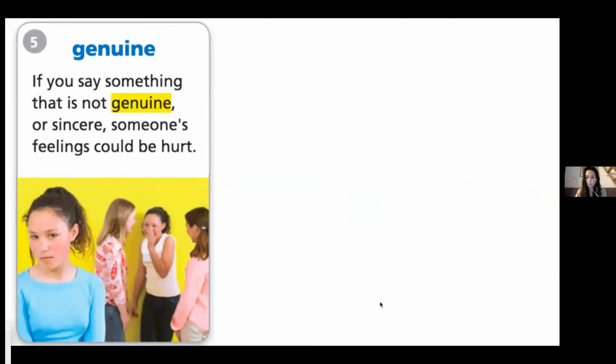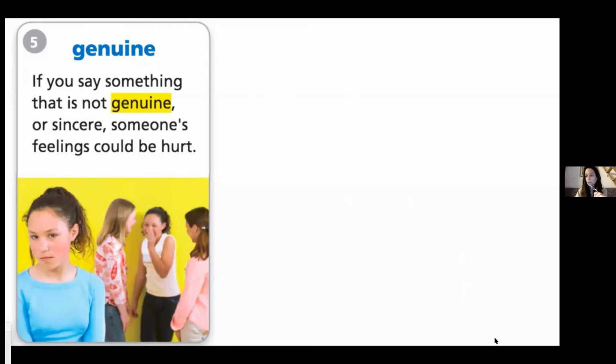Genuine. Jon Snow, can you read our genuine sentence, please? If you say something that is not genuine, sincere, someone's feelings could be hurt. Okay, thank you. So if you say something that is not genuine or sincere, someone's feelings could be hurt.